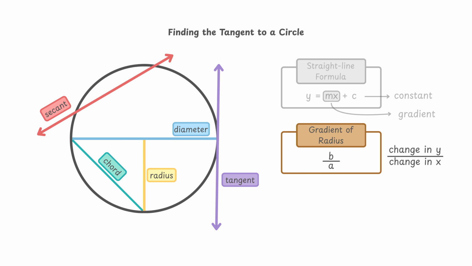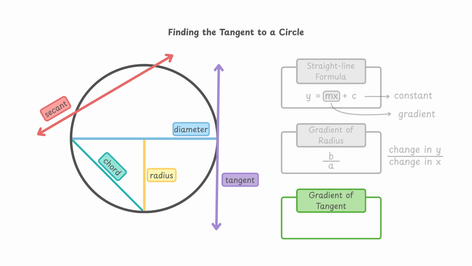Now, here is the most important relationship to understand. The gradient of the tangent is directly linked to the gradient of the radius. This is because the tangent is always perpendicular to the radius at the point of contact. Because of this, we use a special rule. The gradient of the tangent is the negative reciprocal of the gradient of the radius. So if the gradient of the radius is b over a, then the gradient of the tangent becomes negative a over b.